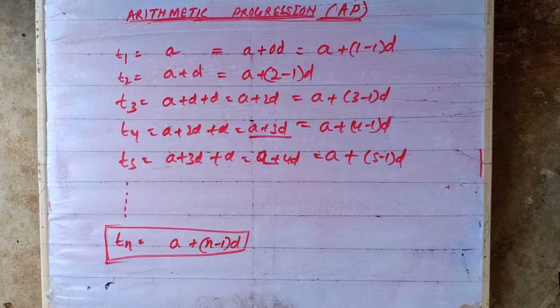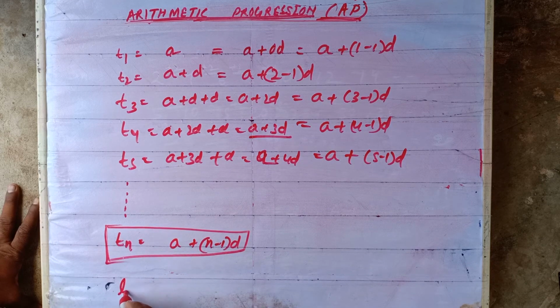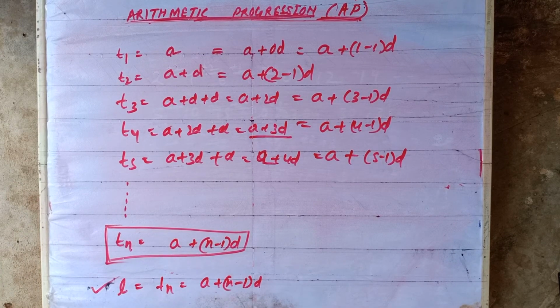I hope I am clear. This is also called the last term, L, or Tn: a plus n minus 1 into d. It is also called the last term of the AP. If it has 20 terms, then the last term is the 20th term. It is also denoted by L. I hope I am clear to everybody.